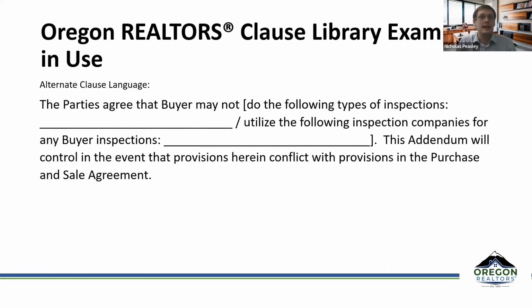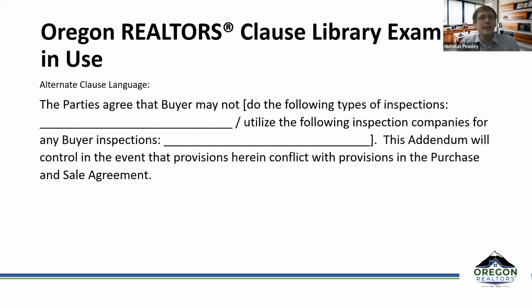Now, there's also alternate language in some of these. The parties agree buyer may not do blank, or may not utilize the following inspection companies for any buyer inspections, and this addendum will control in the event that a provision conflicts with other provisions of the purchase and sale agreement. So you can set it up to say something like buyer is only allowed to do inspections between 1 and 3 p.m. on any given day. You can do that. This is how you would do it. That sort of thing can be done, and the parties can agree to this.